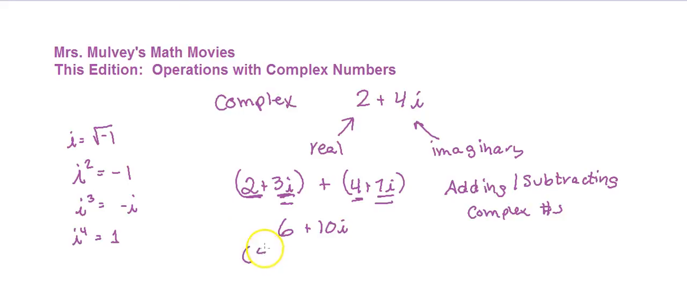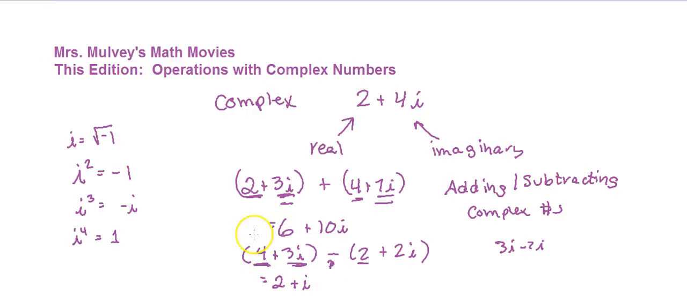We're going to do 4 plus 3i minus 2 plus 2i. And so this time, instead of adding the real parts, I'm going to subtract them. I have 4, then I have the subtraction minus 2. 4 minus 2 is 2. Then I have 3i, then I have the subtraction again, minus 2i. In fact, I'll write it out over here. 3i minus 2i is 1i. And that's a positive, so I write that as plus i. So that's it. That's all there is to it.